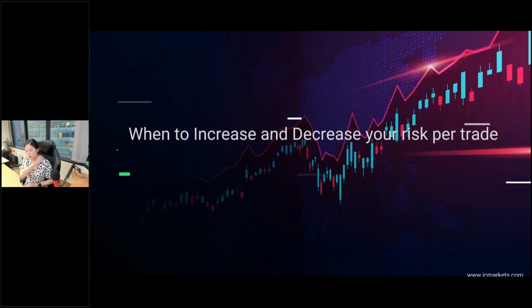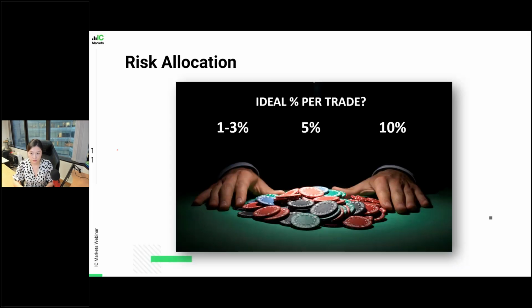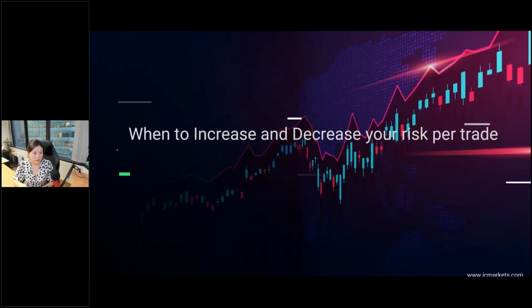So when to increase and decrease your risk per trade? Any idea? How do you guys actually manage your position? Do you enter a position and just leave it there, or do you actually increase or decrease your position as the day moves on? Is it common? Risk calculator, but do you increase your positions over time?